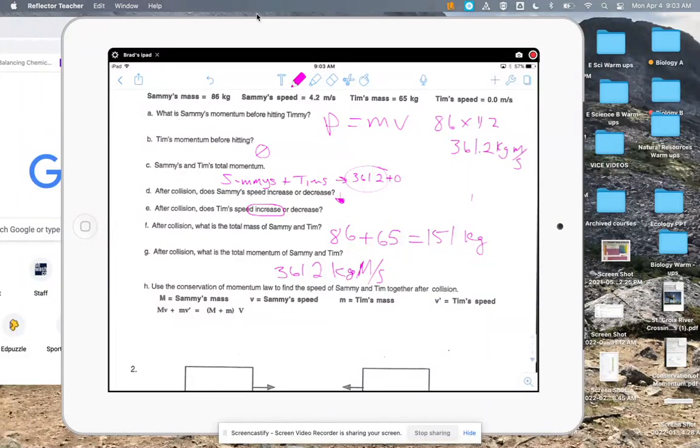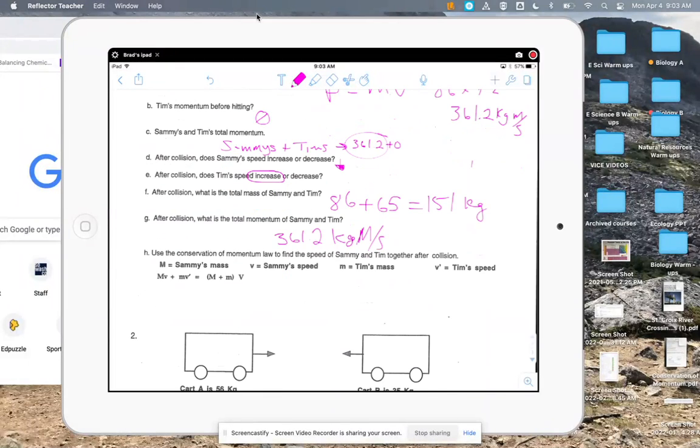All right, so we're going to find the velocity of these individuals. And so when we plug these in, you can see the formula here. You have Sammy's speed, Tim's mass, Tim's speed, Sammy's mass. And you can see mass times velocity plus mass times velocity equals m plus v. And so if we know that this is the momentum of both of those individuals at the beginning, we've got 361.2. This is basically both of their momentums.